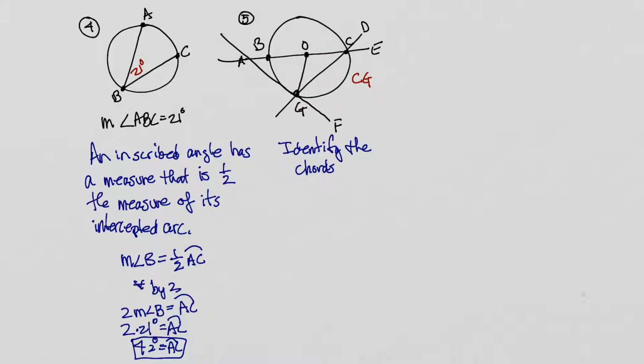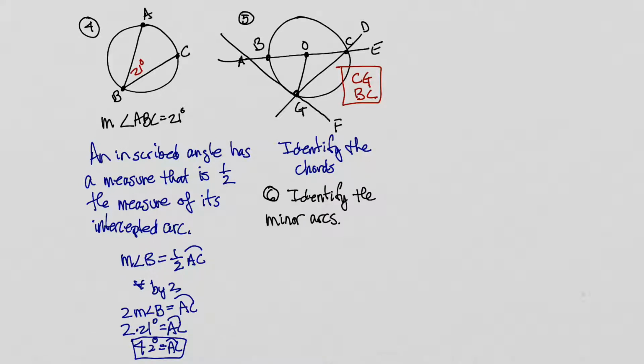Looks like that's a diameter. We're given that O is the center of the circle. So BC goes from one side of the circle to the other. So let's write that one down. BC, and that's all I think we've got. We've got this one here and this one here. So those are the two chords that we're looking for.